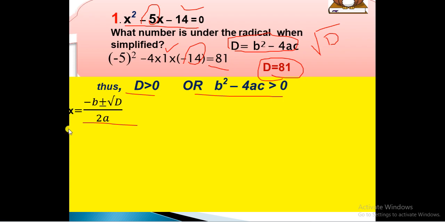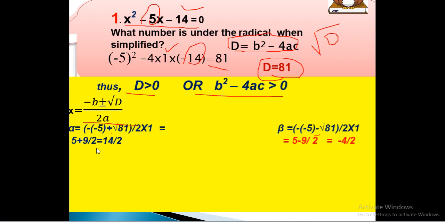Now remember one thing, it will have two roots. So first we will take plus and next we will take minus. So alpha on taking plus, so just plus sign here, and here minus. Other is the same thing. Minus of minus 5 plus under root 81 upon 2 into a, what was the value of a? 1. Beta is equal to minus of minus 5 minus under root 81 upon 2 into 1. Now under root 81 is what? 9. So we will get 5 plus 9 upon 2, that is 14 upon 2.